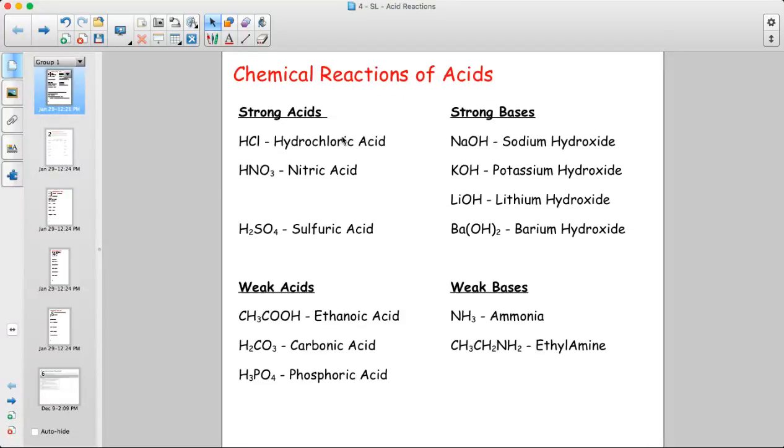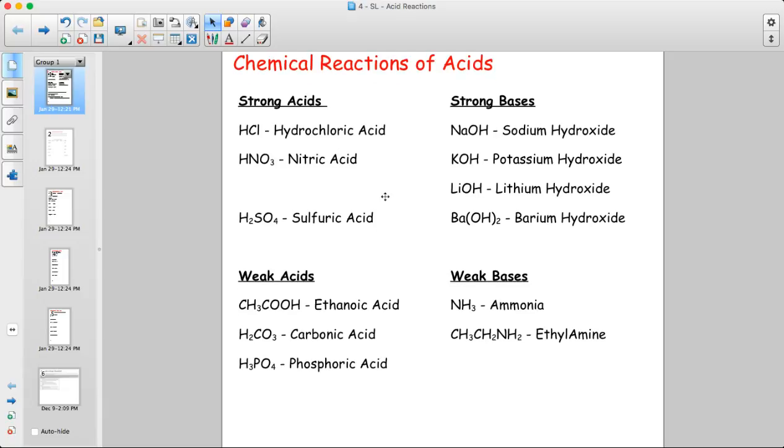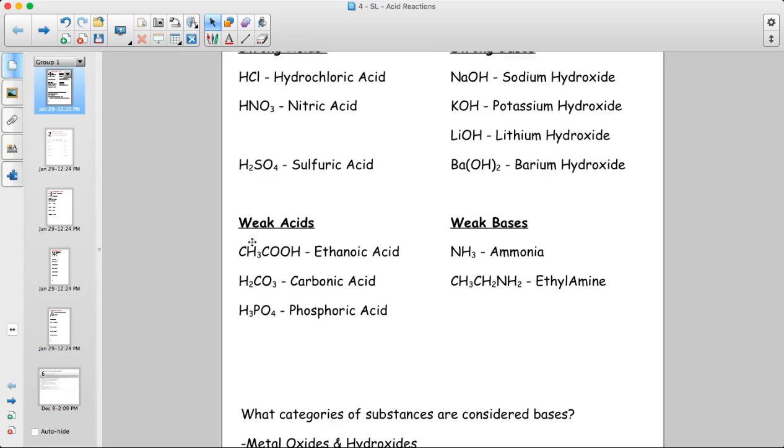There is a list of strong acids and strong bases, as well as a couple of weak ones that you are expected to know by name and formula. They are listed on this page. Whatever it is you need to do to memorize them, whether it's use flashcards or just read them off this page, make a Quizlet, these are the ones that you need to know. Strong acids, strong bases. The weak acids are here, and the weak bases are here.